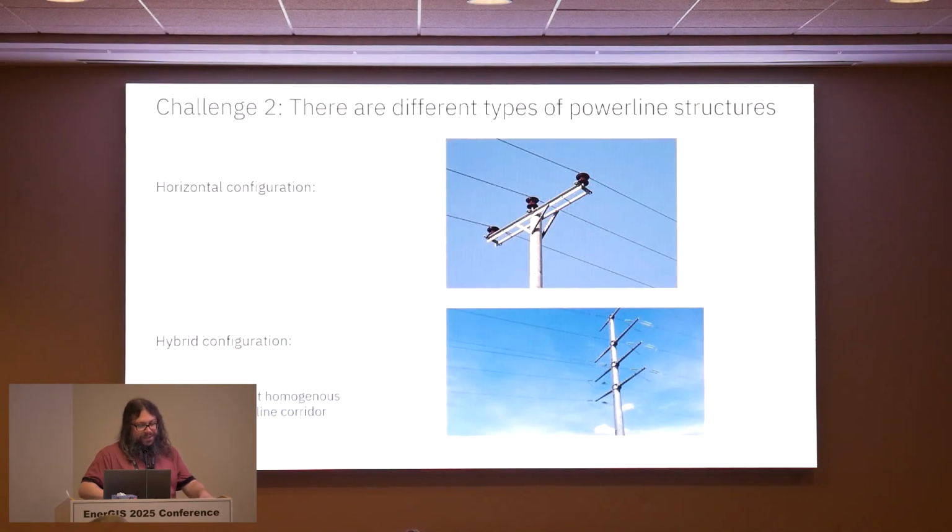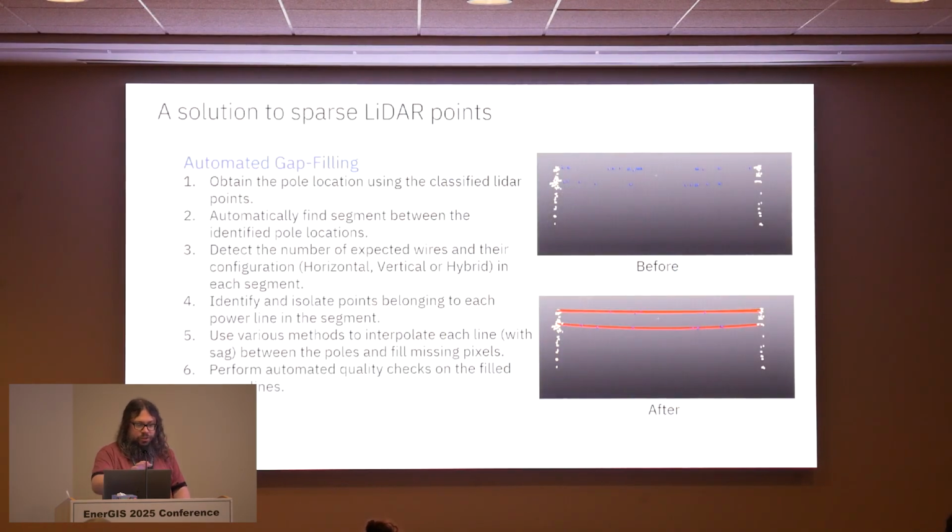Another challenge, as I mentioned, is you can have any configuration you can think of for power lines. 3 horizontal, 3 vertical, 6 stacked vertically or horizontally. And from one span to the next, you might actually swap from horizontal to vertical. Unless you have LiDAR data, you're not going to be able to keep track of that information within the GIS assets. So here's the solution to the sparse LiDAR points.